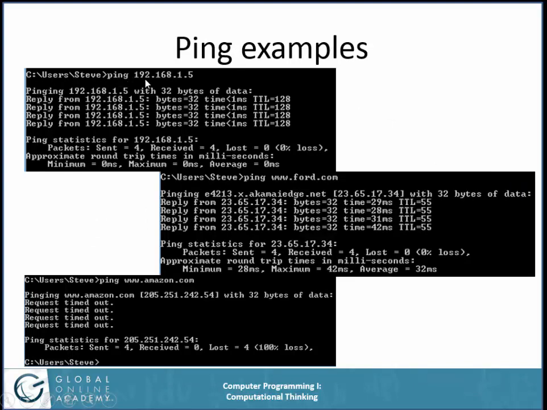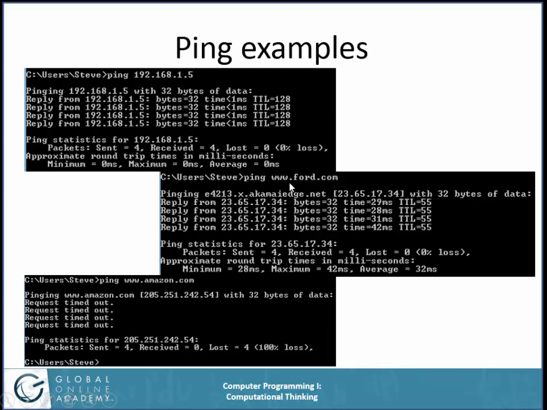Here's an example. I typed ping 192.168.1.5. That's an address on my local network, and I get things back. Okay, I pinged it with 32 bytes of data. I got 4 replies back. Sent 4, received 4, didn't lose any, and it took 0 milliseconds. Things on my local area network respond very quickly.